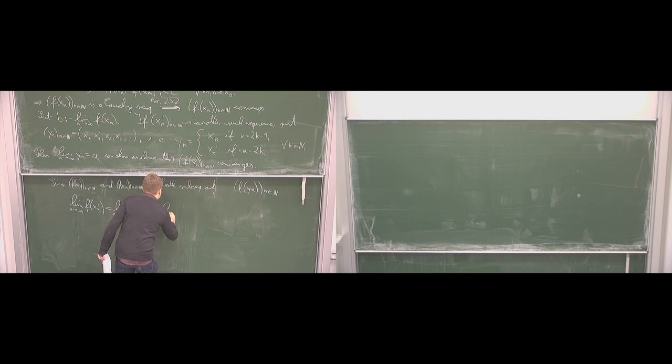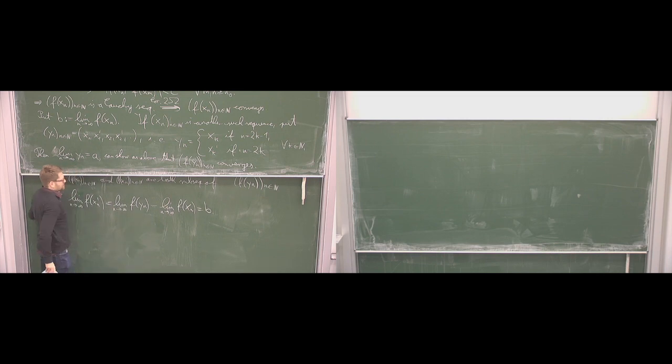This is the same as the limit as n goes to infinity of f of xn, and this is what we call b. So they indeed go to the same limit, so this has the same value. So this value b, the limit of one such sequence, is the limit of every such sequence. So this shows we have a limit.